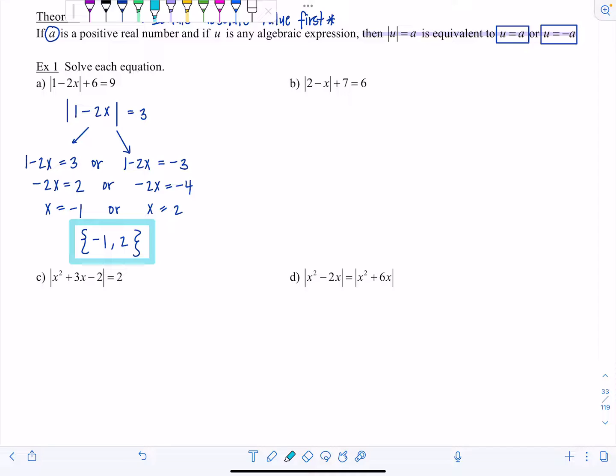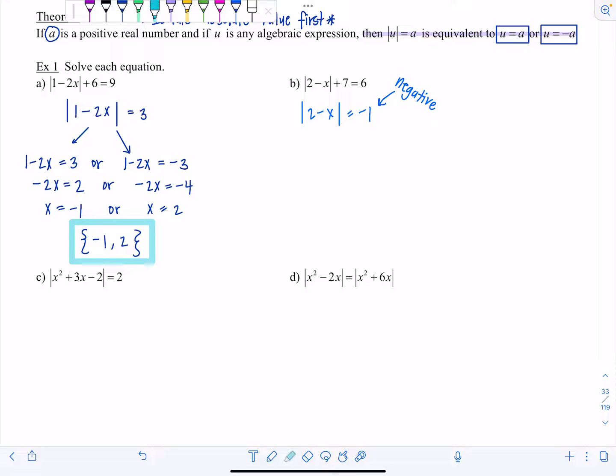We've got absolute value 2 minus x plus 7 equals 6. So what's the first thing we should do? Yes, subtract 7. You want to isolate the absolute value expression. So absolute value 2 minus x equals negative 1. Uh-oh, now I told you in the beginning, this number over here that the absolute value expression is equal to needs to be positive. And right now this guy is negative, which is a no-no.